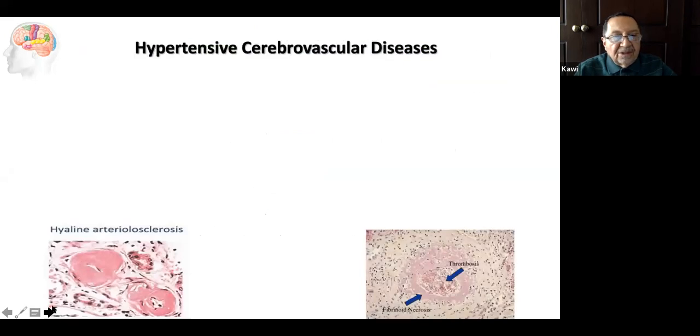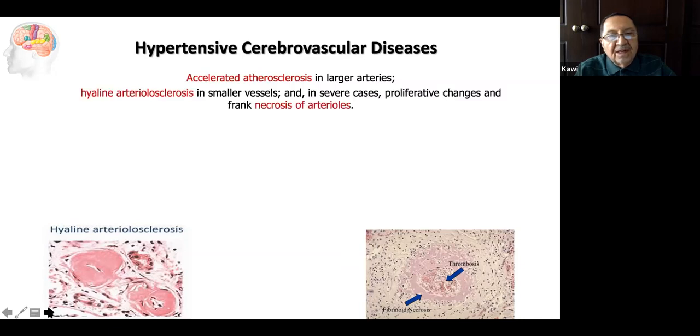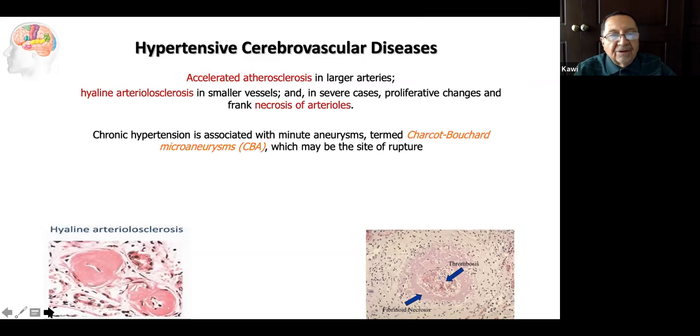Hypertensive cerebrovascular disease. This is what happens with hypertensive cerebrovascular disease. There is arteriolar sclerosis, which is hyaline. Hyaline means that when we do the sections in pathology, we see an amorphous material, which they call hyaline, and that leads to thrombosis. Hypertension can lead to accelerated atherosclerosis in the larger arteries, and hyaline arteriolar sclerosis in the smaller vessels, and sometimes there is frank necrosis of the arterioles.